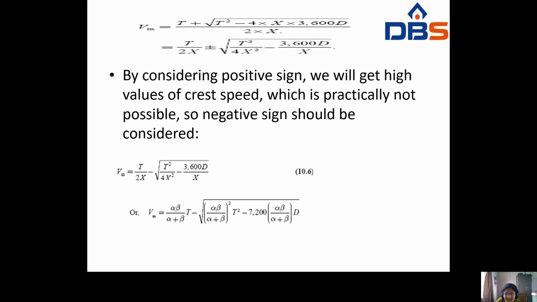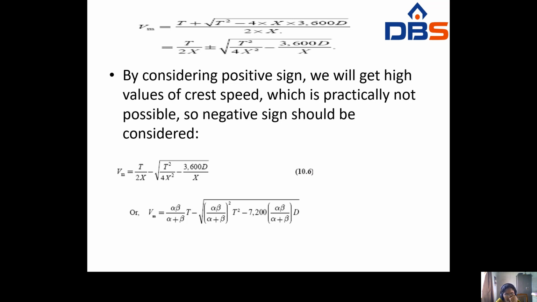But here x means alpha plus beta by 2 alpha beta. So you have to substitute the x value in this equation. So t by 2 of alpha plus beta by 2 alpha beta. The 2 in 2 alpha beta will be cancelled, giving alpha plus beta by alpha beta. Since this is in the denominator you have to reverse it. So at that time you get alpha beta by alpha plus beta into t, minus t square by 4.